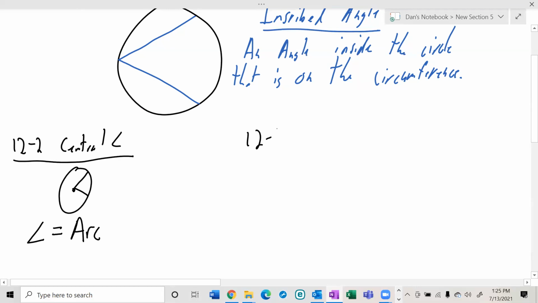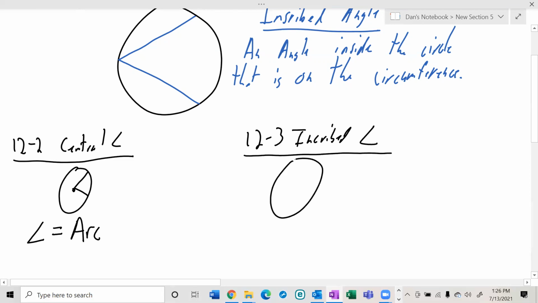Now, in this one, the inscribed angle, the angles and the arcs just have a different relationship. In this one, the angle is 1/2 of the arc.